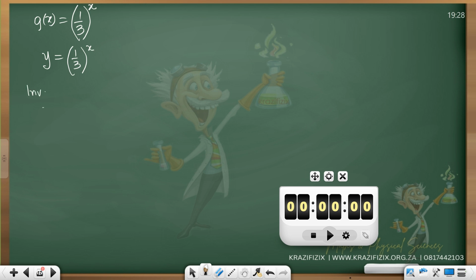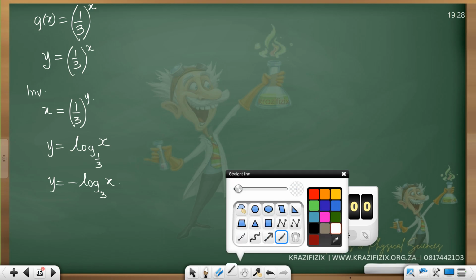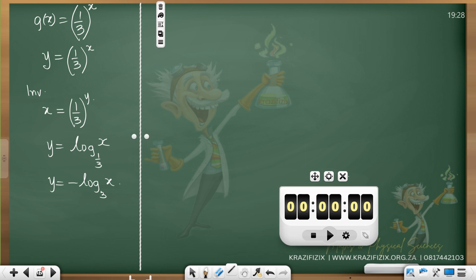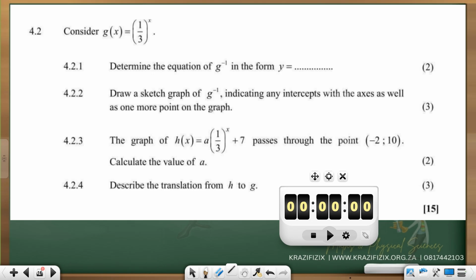Then what do you do? Inverse. You change your x to y. Now, when you are looking for the exponent, we bring in logs. The 1 over 3 is a base. And you know how I said you should write it? I would prefer to write it as negative log base 3 of x. Both will be marked correct, but for calculation purposes, I prefer the second one. Guys, you see, it's 15 seconds. Write the equation, switch your x and y, and use logs because we're looking for exponents.